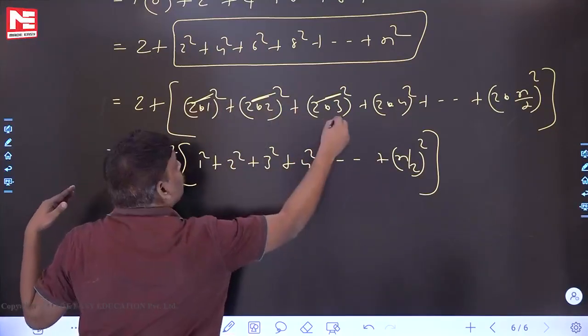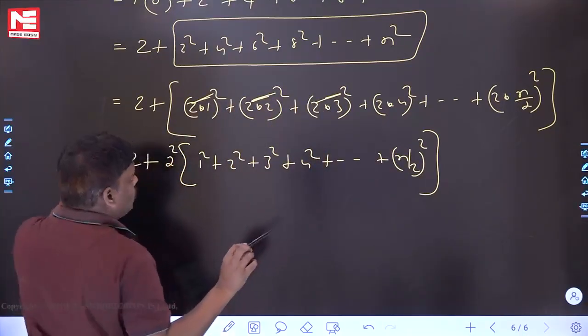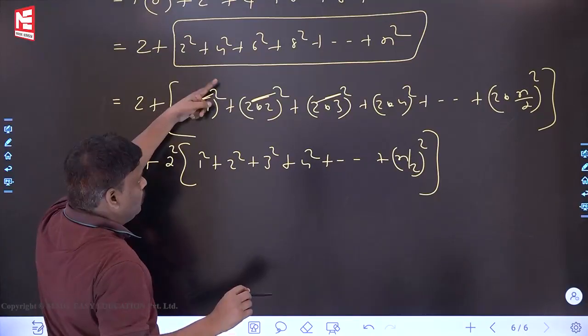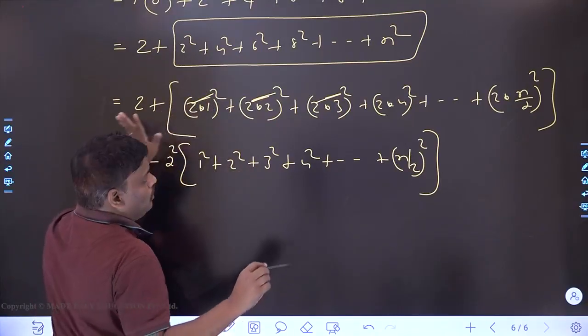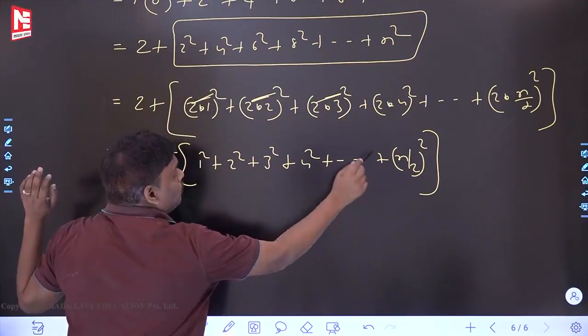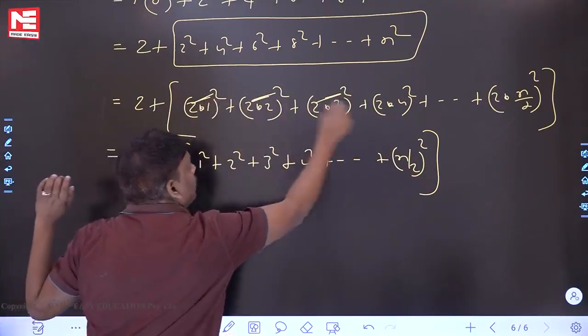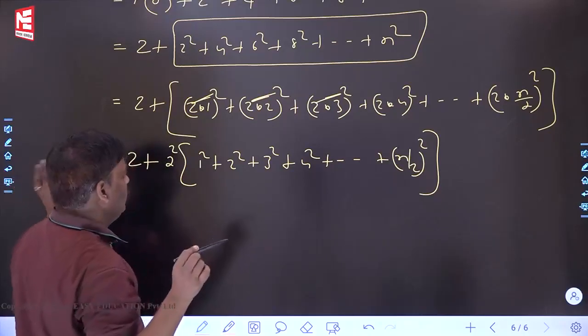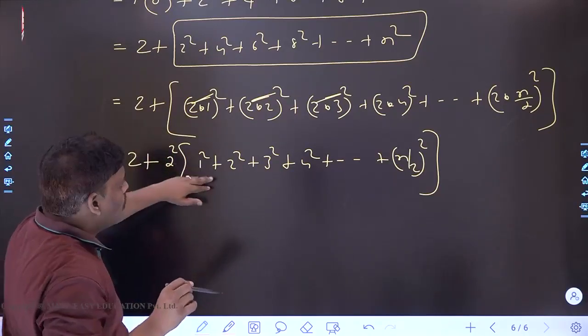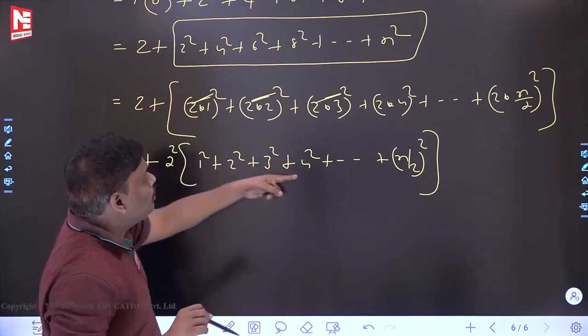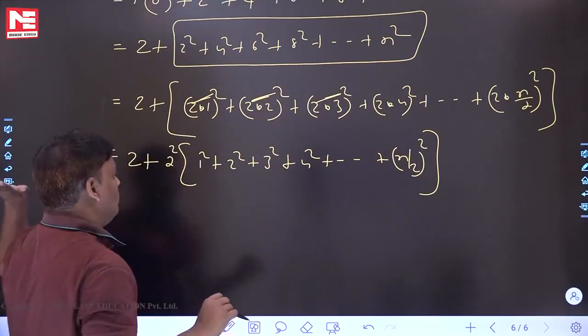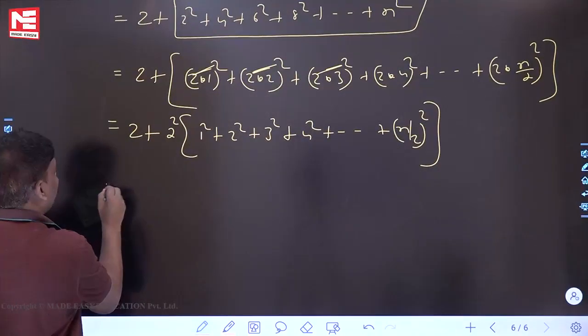So even numbers I converted to normal numbers. Here also squares are there, even number squares. Here normal number squares, everything, even and odd. But one thing, n by 2 terms are there here, and here also the same. Making 2 square common, it became the sum of n by 2 natural numbers' squares. I think everyone knows how to solve this.